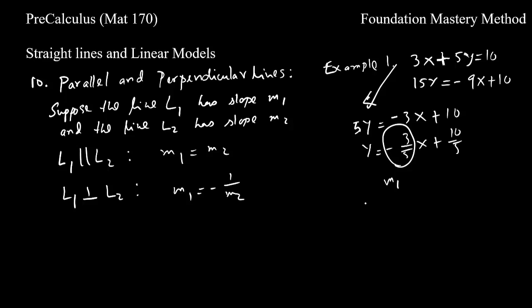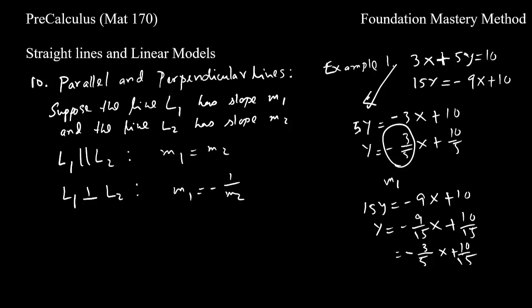From the second equation you have 15y equals negative 9x plus 10. So then y will be negative 9 over 15 x plus 10 over 15. If you further simplify, dividing by 3, you get negative 3 over 5 x plus 10 over 15. So we see that this is my slope m2. So my m1 and m2 are the same, so these two lines are parallel.